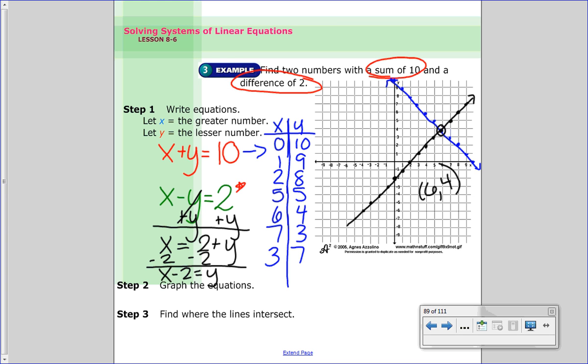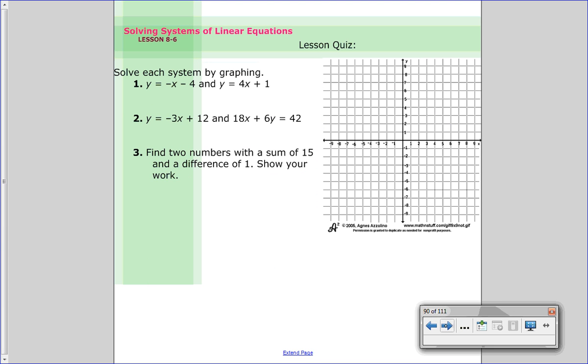And you could take a look and make sure that's true. The larger number, 6 plus 4, is equal to 10, and 6 minus 4 is 2. So 6, 4, that coordinate actually fits. It's a solution. So that was our lesson for tonight.